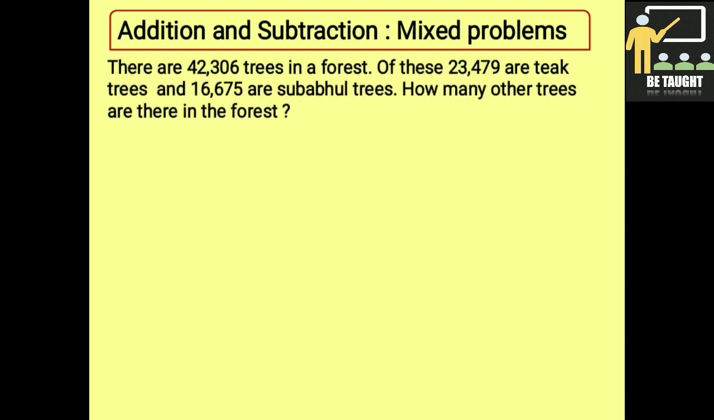There are 42,306 trees in a forest. Of these, 23,479 are teak trees and 16,675 are subabul trees. How many more other trees are there in the forest?